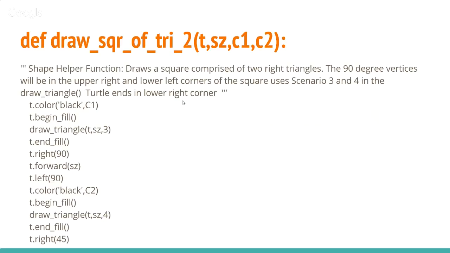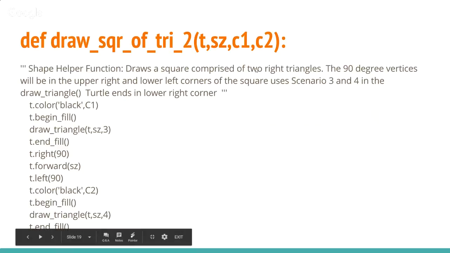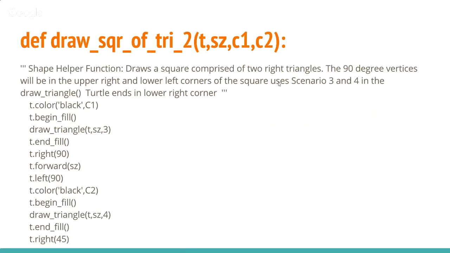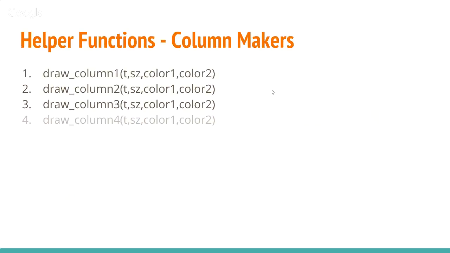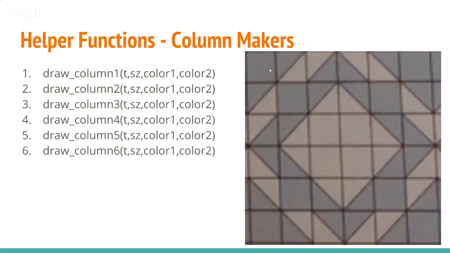And see here, it was the right by 45, but basically we start the fill, call triangle 3, end the fill, set up for positioning, start the fill, call try 4, end fill, and then position so we can move on to the next square shape, whatever that may be. Now, the column makers, I've got 6 of these because there are 6 columns: 1, 2, 3, 4, 5, and 6. Notice, however, 4, 5, and 6 are just mirror images of 3, 2, and 1, respectively.